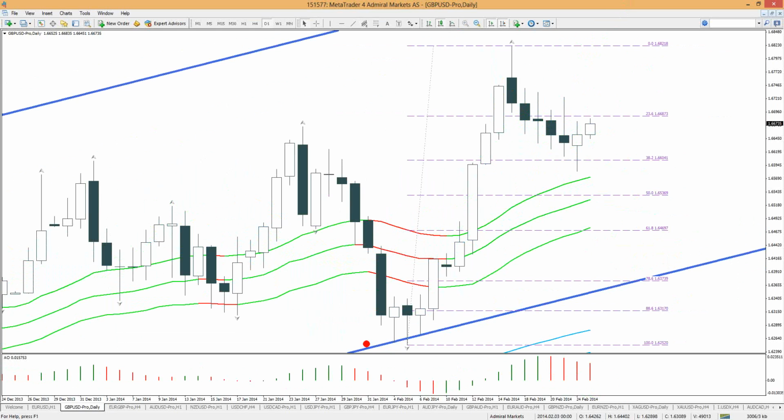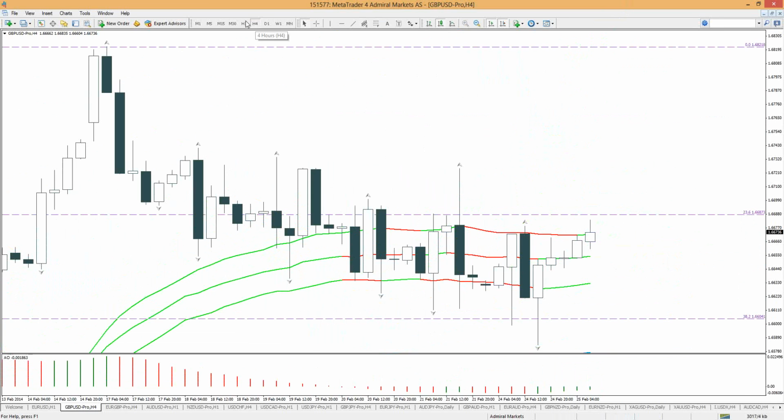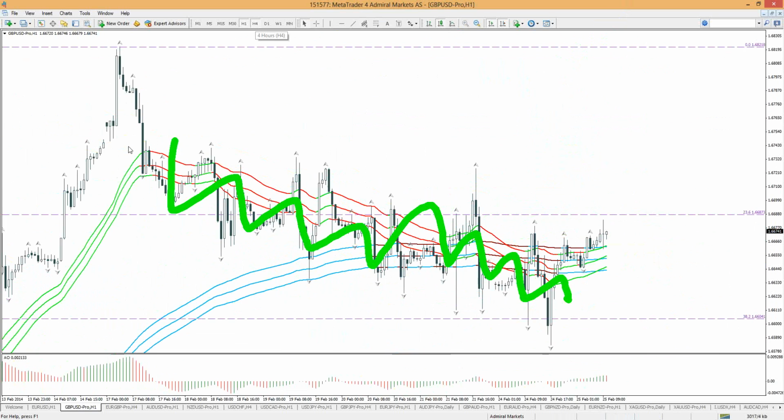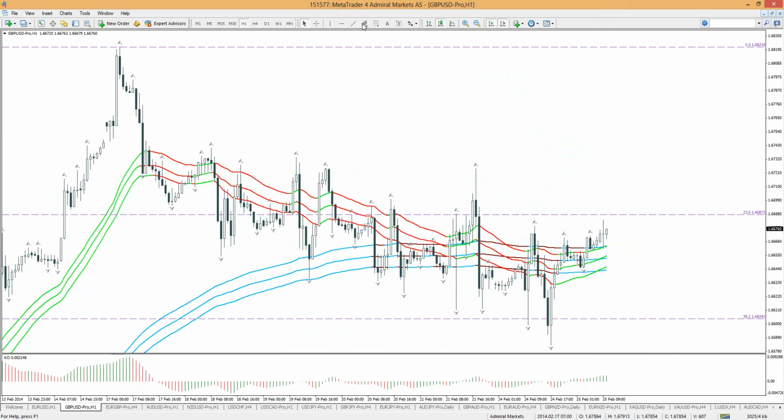So in that regard, this is looking like a good daily pin bar off of the 38.2, just like the 4-hour as well. We see a pin bar. And if we then zoom into the hourly, we can say that this is a pretty big choppy zone indeed. It's like a 2-hour channel, as Bob has said.